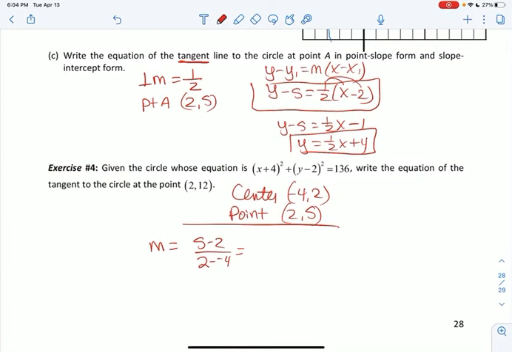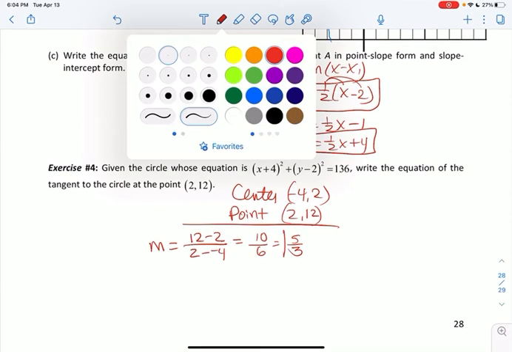And I don't know, I have the wrong point there. So sorry, guys. All right, so let me erase that and start over. So the point was (2, 12). I don't know where the 5 came from. So starting over, 12 minus 2, those are the change in y, over 2 minus negative 4. All right, that gives me 10 over 6, and that reduces to 5/3. Let me just erase this extra little line I had there. Okay. All right, so there's my slope.